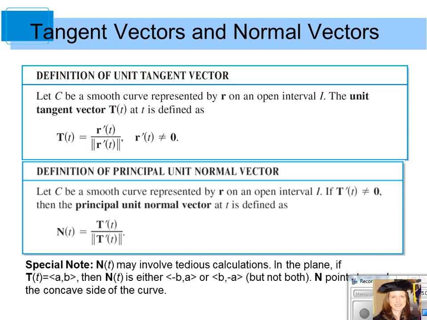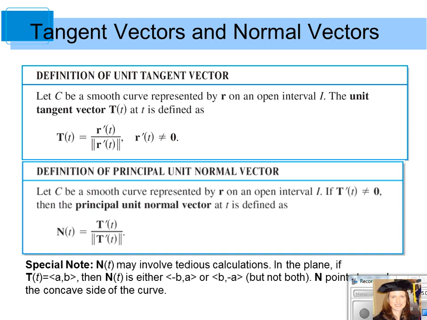For both of these, we have C, which is a smooth curve represented by r on an open interval. The unit tangent vector is found by taking the r prime of t vector and dividing by its magnitude. Now the r prime is a tangent vector, so to make it a unit tangent vector, we divide by its magnitude so that this capital T vector is tangent to the curve and it's exactly 1 unit long.